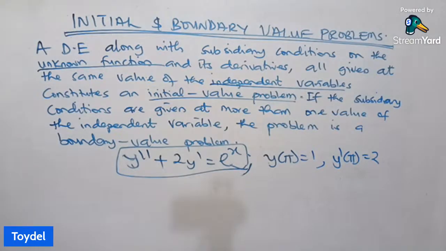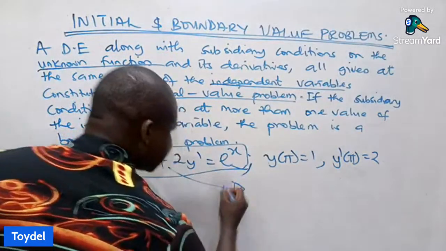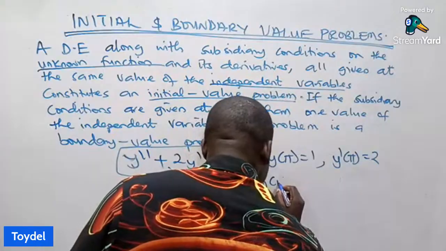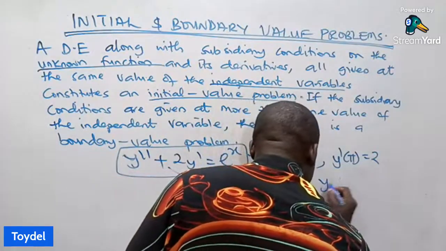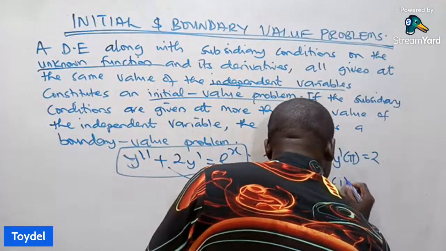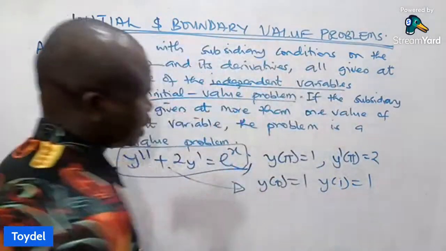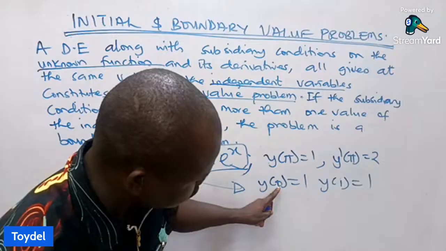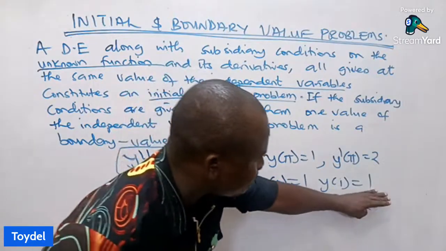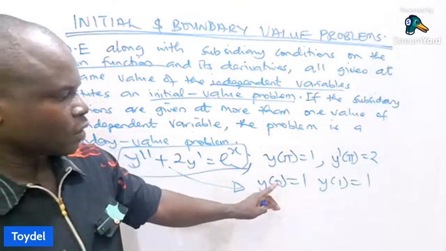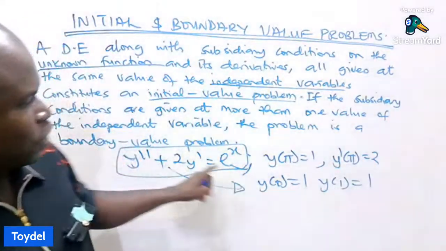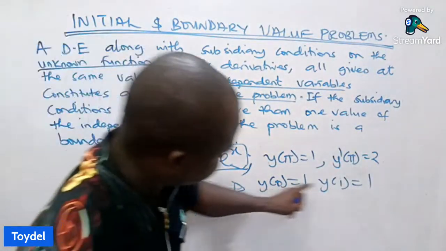But let's say we are given this differential equation and these conditions, y(0) = 1 and y(1) = 1. In this case, we are given the value at x equal to 0 and at x equal to 1. Then this is a boundary value problem, with conditions at different values of the independent variable. This differential equation is called a boundary value problem.